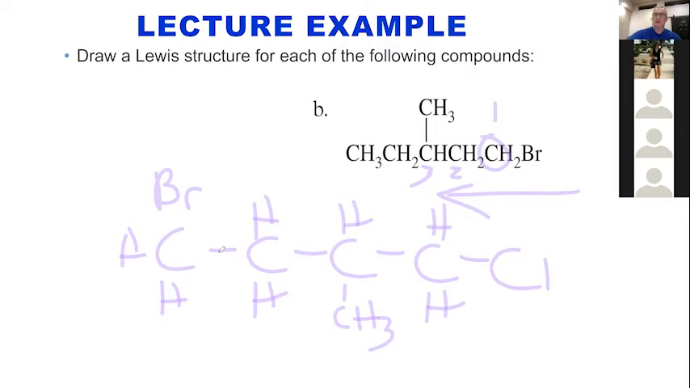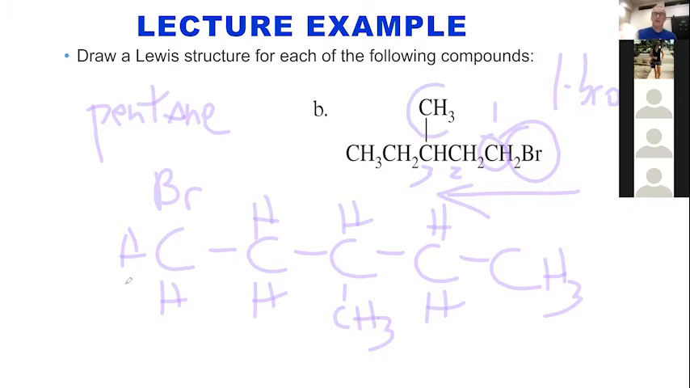And like I said, you can just put CH3 on the end if you want. I will not get upset by that. So excellent job. Since it's again 5, that's also a pentane. And we would say it's 1-bromo-3-methylpentane.